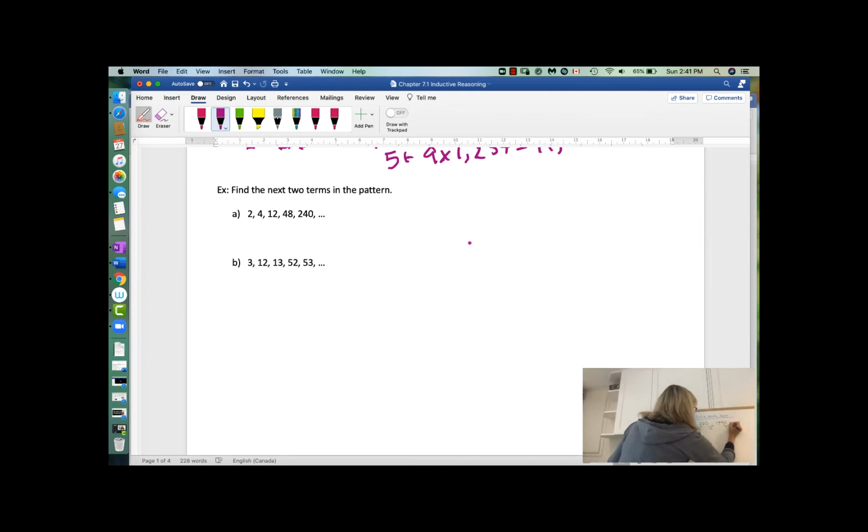And that's 10080. Okay. So you can see here how the pattern goes. So let's do another example just to make sure it's clear.